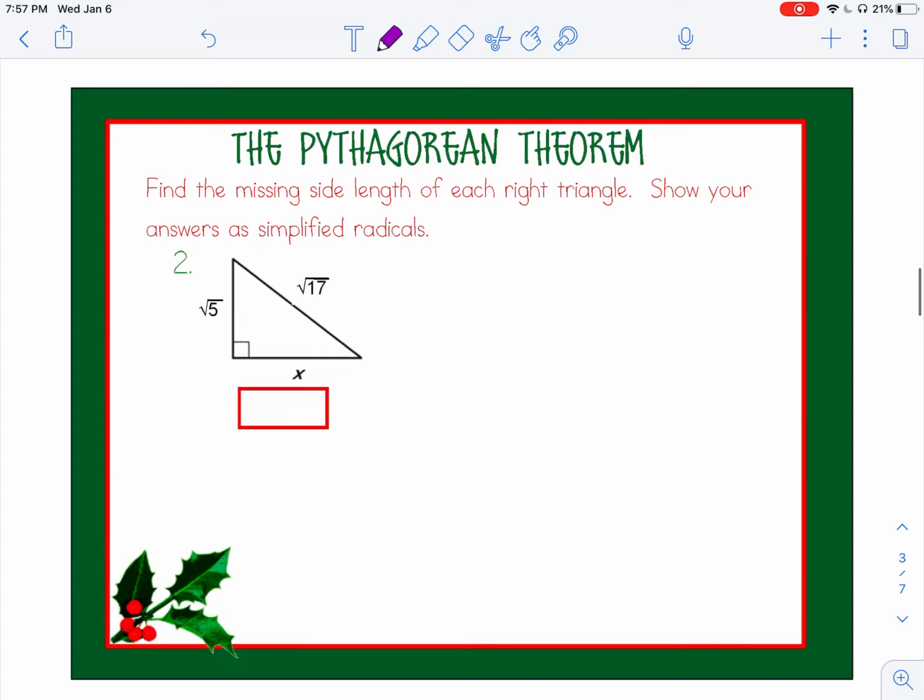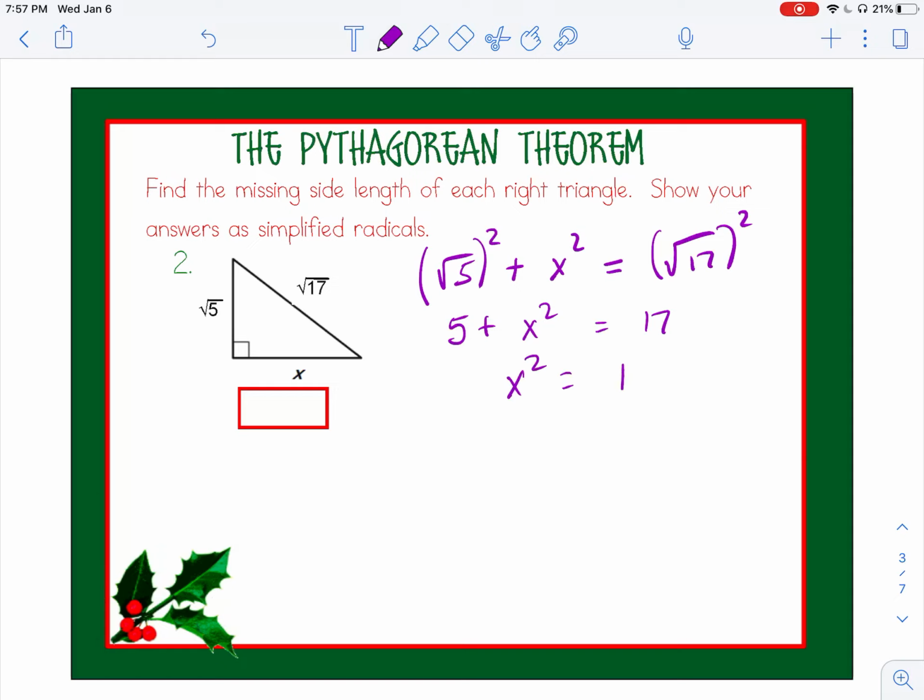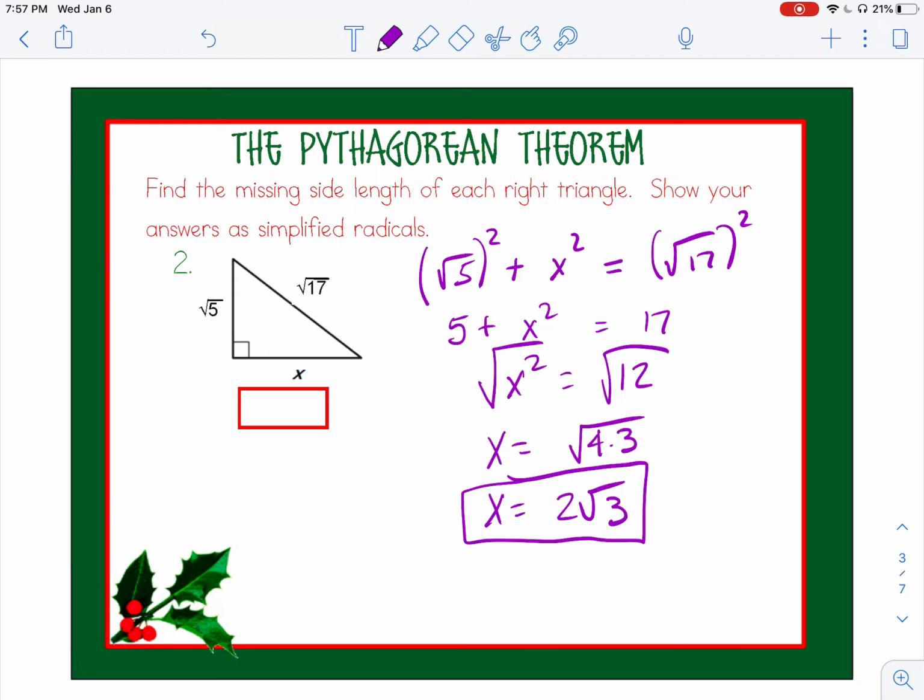All right, this one's slightly different only because we know one of the legs, square root of 5. The other leg happens to be our variable, and the hypotenuse is the square root of 17. And this one's pretty easy. And just like the last example, 12, of course, is like 4 times 3. There's your final answer.